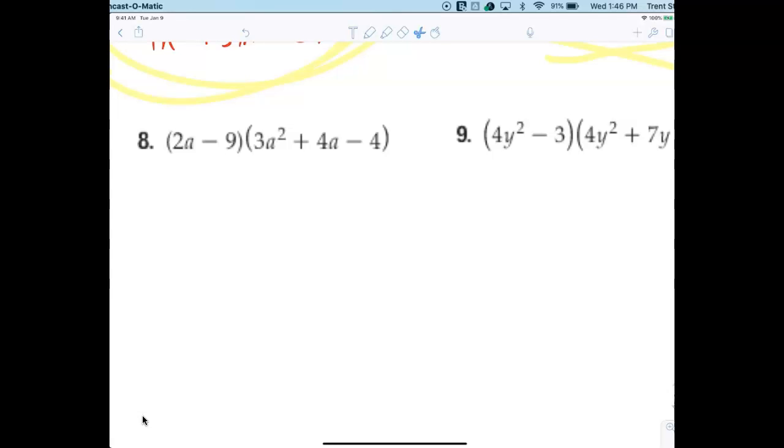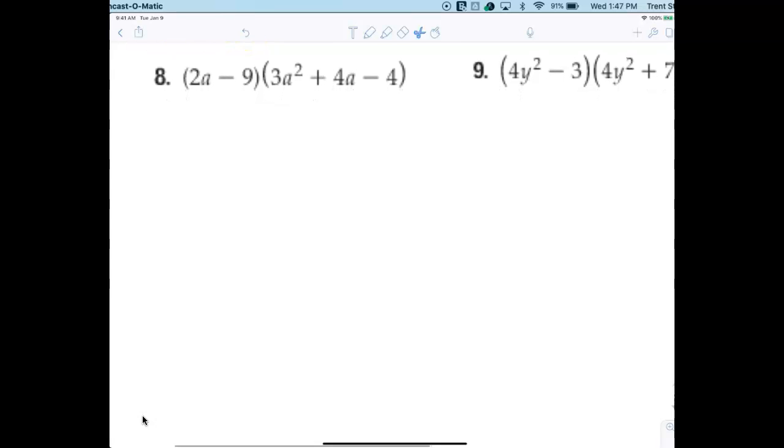It's just like when you had to multiply 123 times 12. Everybody in here can do that, so everybody in here should be able to multiply this out. So there's no substitute. You have to write it out. So here we go. 3a squared plus 4a minus 4, times 2a minus 9. And now we're going to multiply this out.